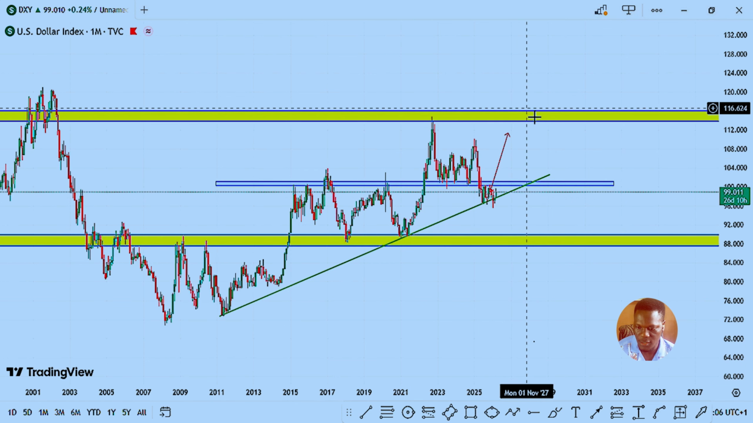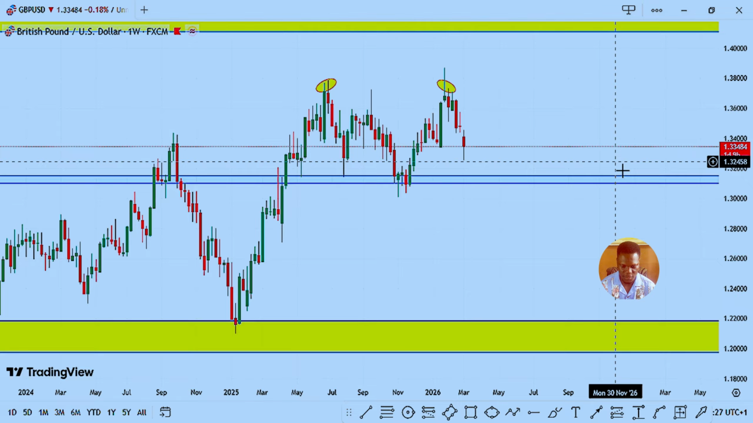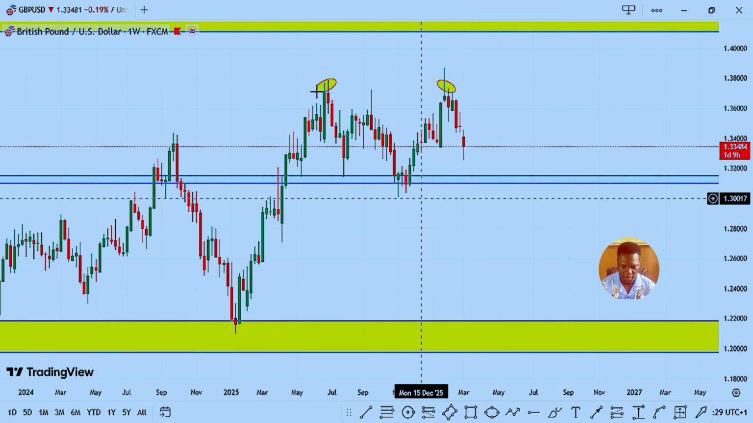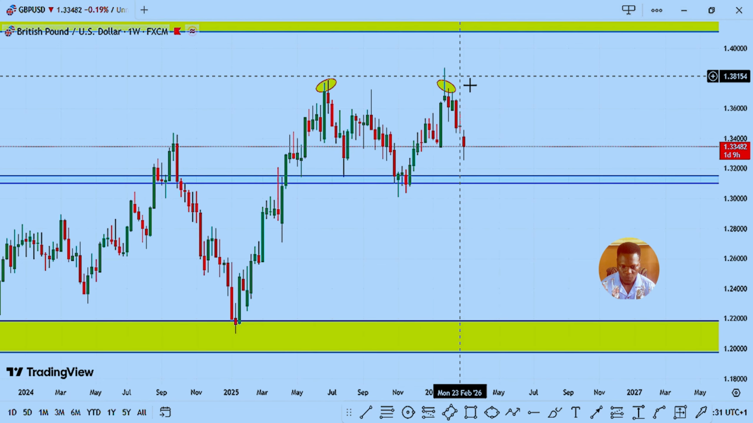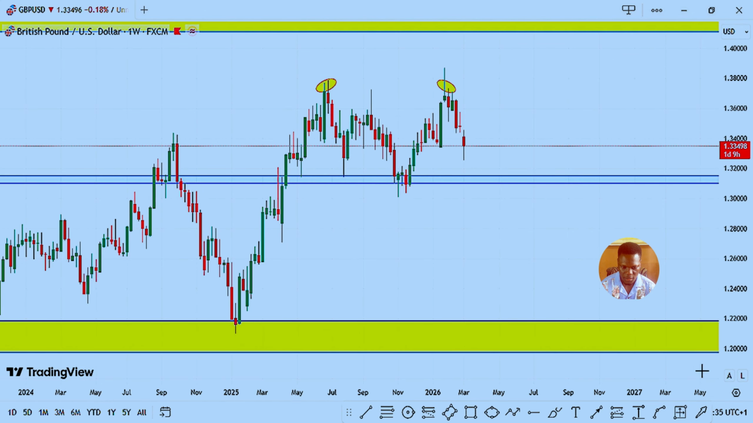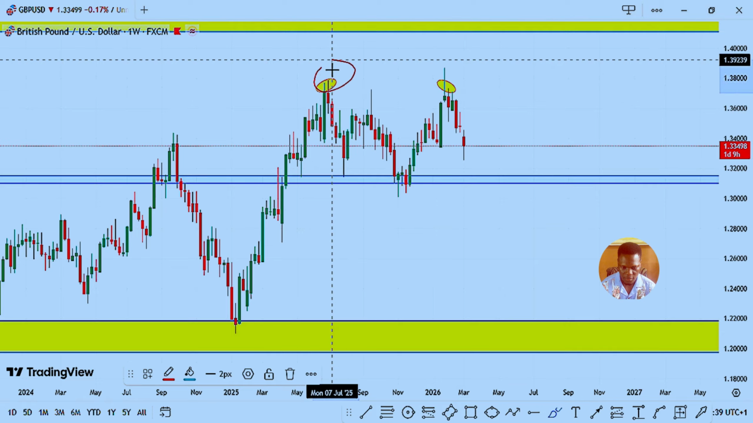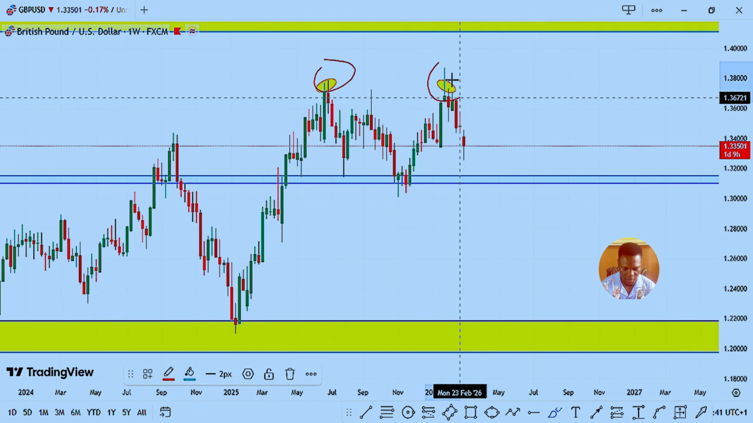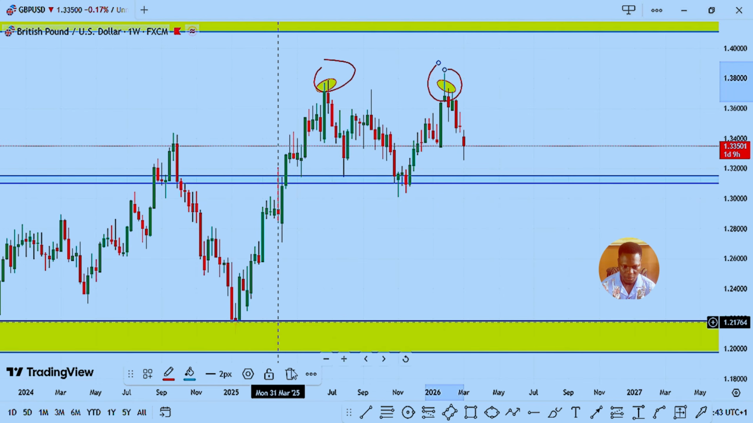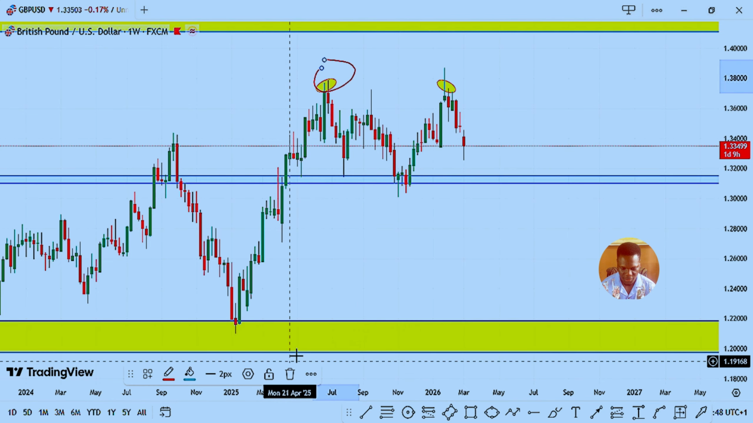Now let's look at the British pound. I'm bearish because of this double top that is formed right here on this weekly time frame. See this double top, this first top right here. This is a double top on the weekly time frame. This is the reason why we're looking for a sell trade on this GBP. This is a bearish reversal pattern.